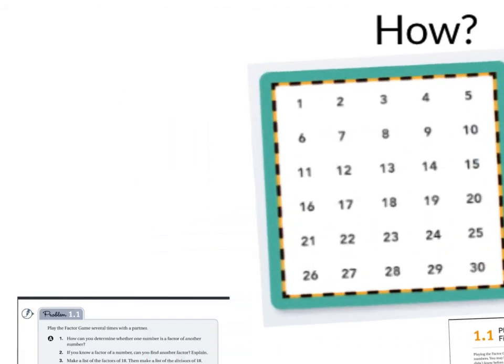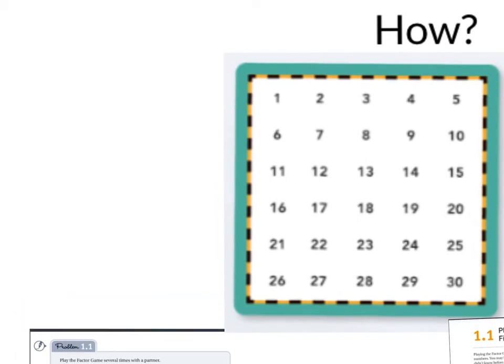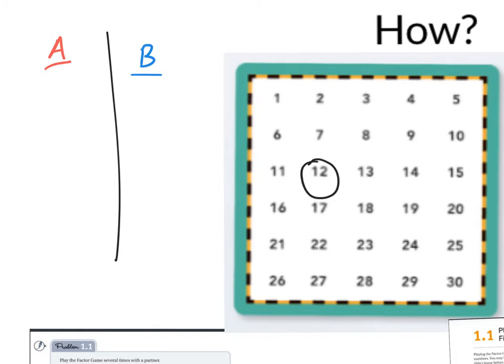So I have a game board here, and we said player A is red, so I'll just say A, and player B is blue. All right, so let's say player A goes first. Player A, let's say they circle 12. Oops, I should have used red. Player A gets 12. So they get those points.